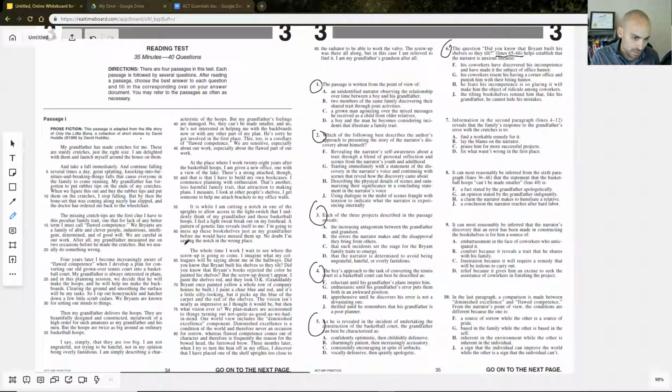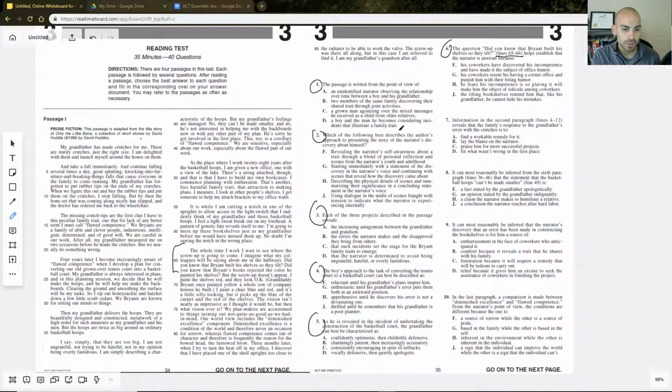So it's 65 to 66, and it's all part of this general big paragraph. So I'm actually going to read a little bit before it and a little bit past it. The whole time I work, I wait to see where the screw up is going to come. I imagine what my colleagues will be saying about me in the hallways. Did you know that Bryant built his shelves so that they can tilt? Did you know that Bryant's books rejected the color of the paint they painted his shelves?